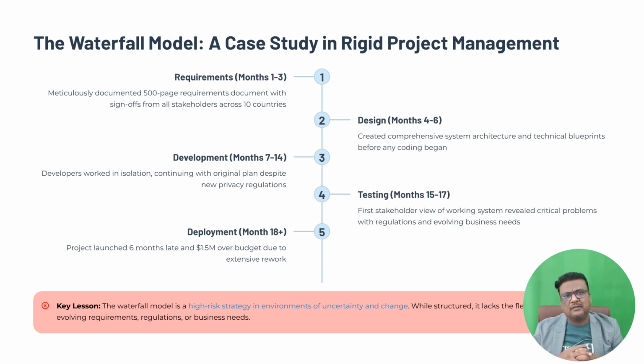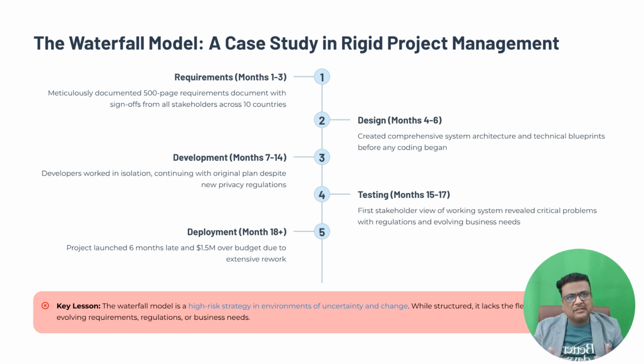Analysis and lessons learned. The Global Connect project is a textbook example of the strengths and weaknesses of the waterfall model. Strengths, in theory, high control. The structured, phase-by-phase approach provided a sense of control and predictability. Clear documentation. The project produced extensive documentation, which is useful for long-term maintenance. Easy to manage. For a project with very stable requirements and a predictable outcome, the waterfall model's simplicity can be an advantage.